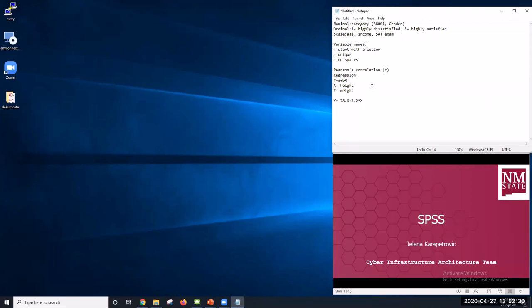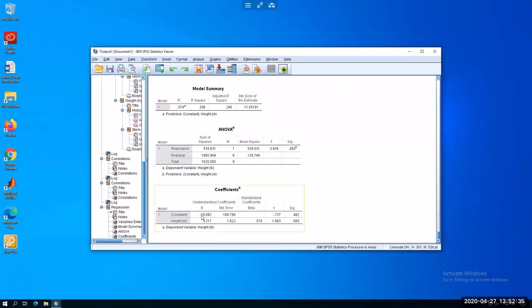So this constant, minus 78.6 that we got here, that's the intercept, and the value below it is the slope of the line that describes these two. If you put it on a chart, that's what we would get. So the first one is intercept, the other one is slope.